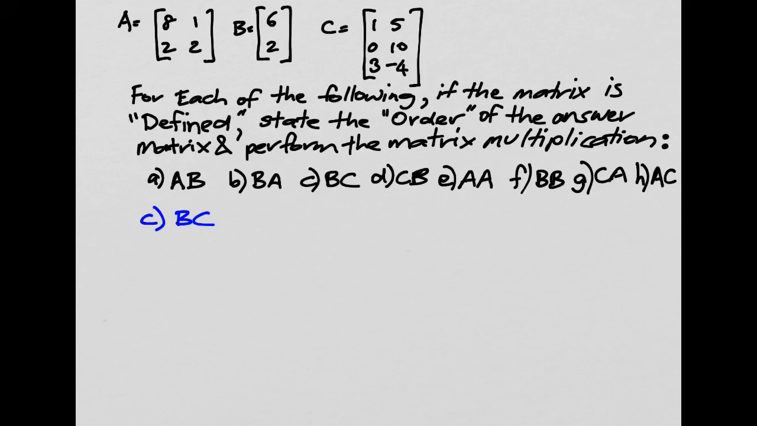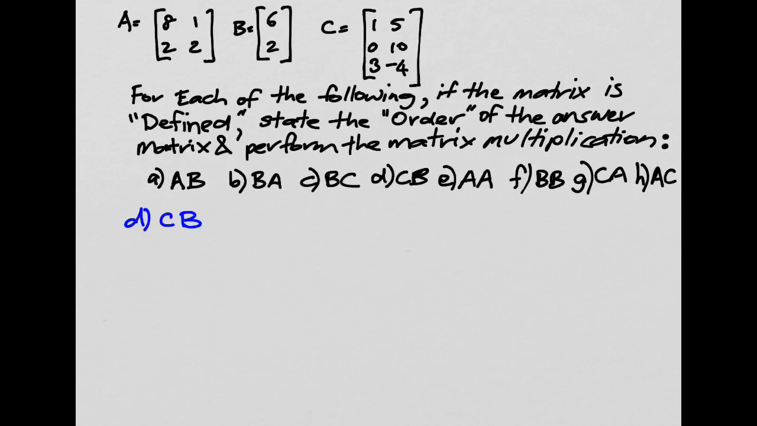Okay, let's look at BC now. So B is a 2 by 1 and C is a 3 by 2. So in that order, B times C, no, it is not defined because they are not equal on the inner numbers. So not defined. Again, you cannot carry out that sum. Okay, let's look at D.